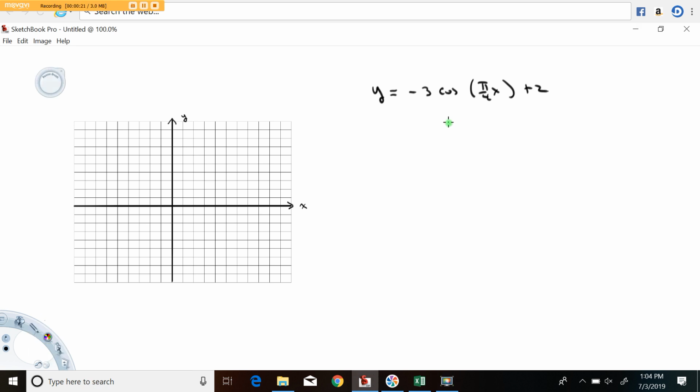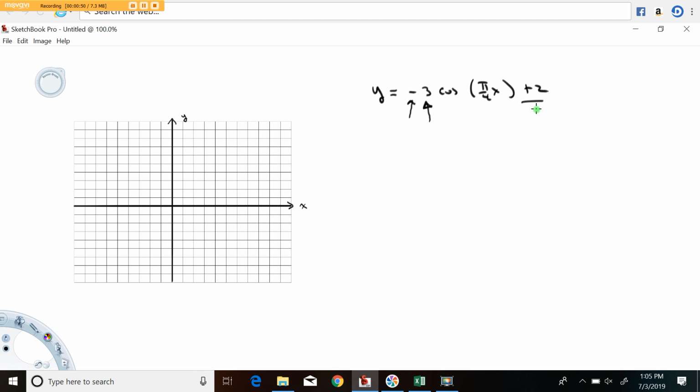Alright, so before we actually get to our sketch, let's chat about some of the things going on here. The minus sign here is going to take a standard cosine wave and reflect it, flip it upside down, basically. The 3 means that this is going to have an amplitude of 3. And the plus 2 is going to lift this graph up 2 units.